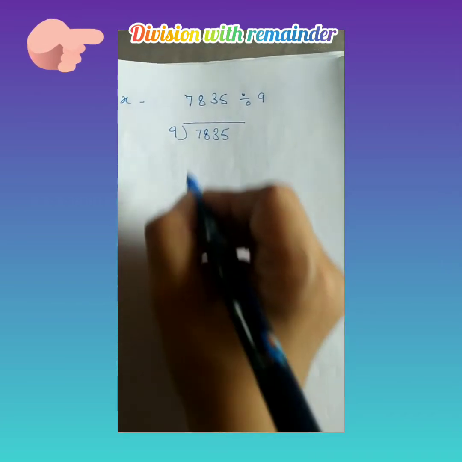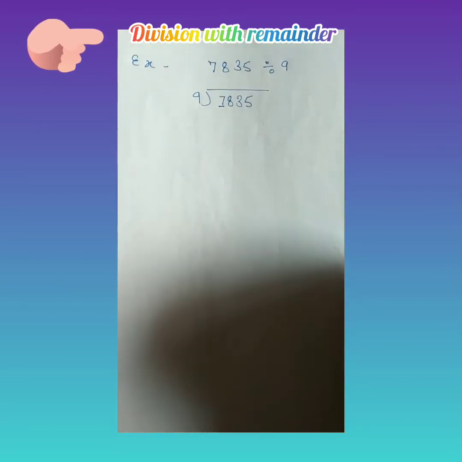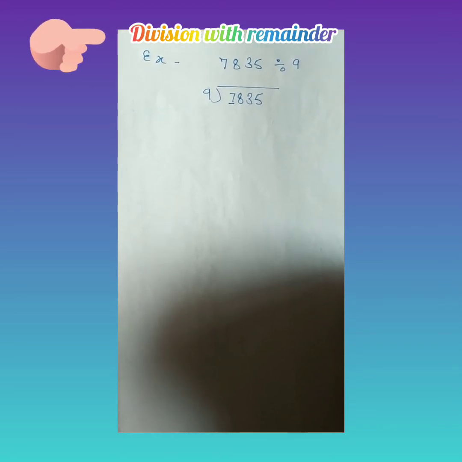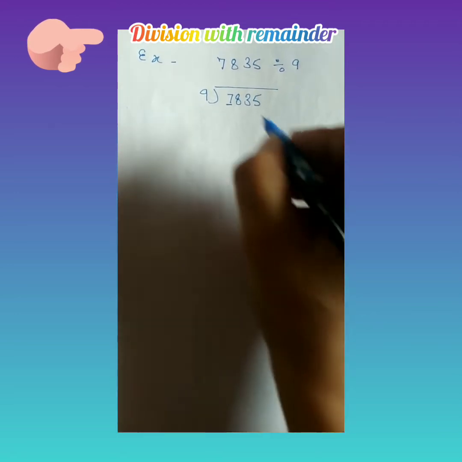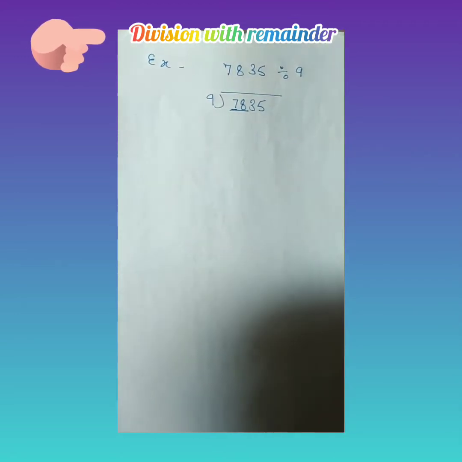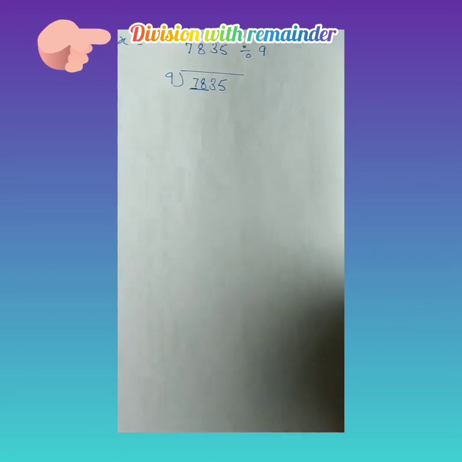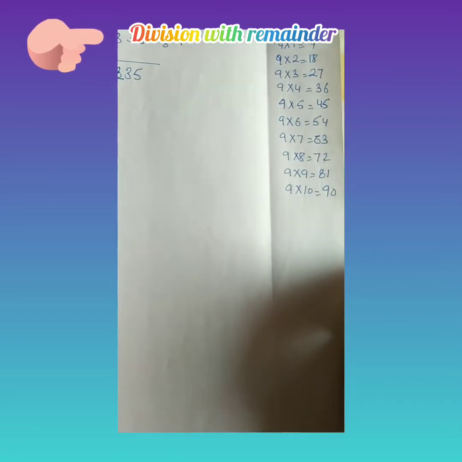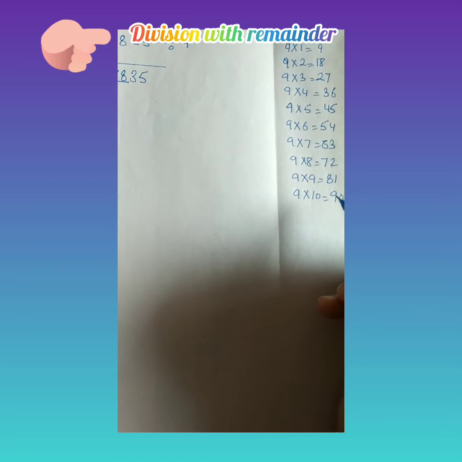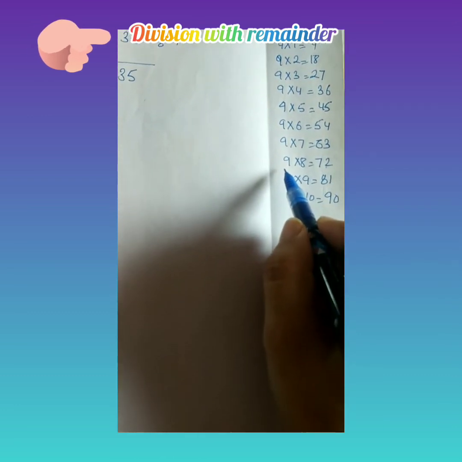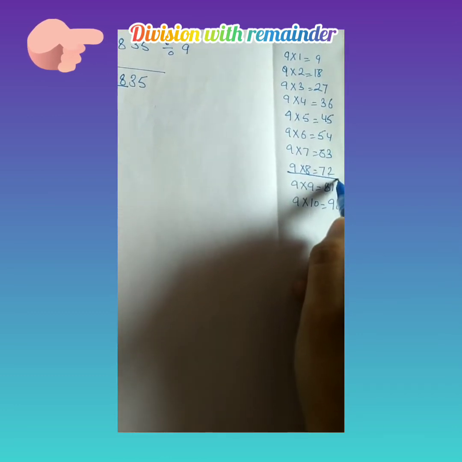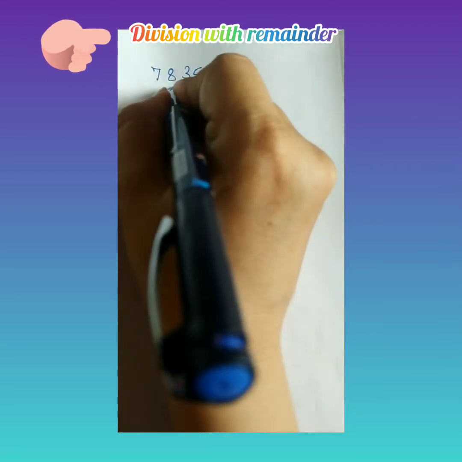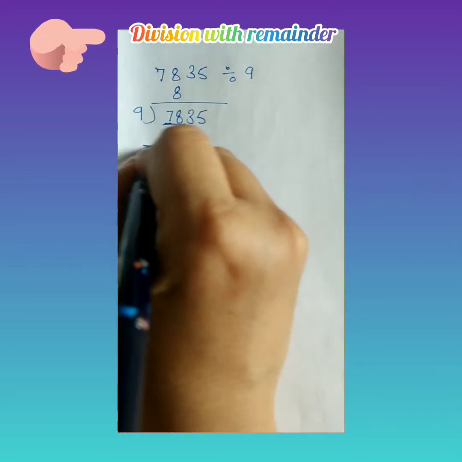Right? So we will start with the leftmost digit, that is 7. So can we divide 7 by 9? Because 1 times 9 is 9 and 9 is bigger than 7. So we cannot do it. We have to take the second digit also. So now we will take 78. So let's see whether 78 is there in the table of 9 or not. 78? No. So we will take less than 78. That is 8 times 9, 72. So we will take 8 times 9 is equal to 72.